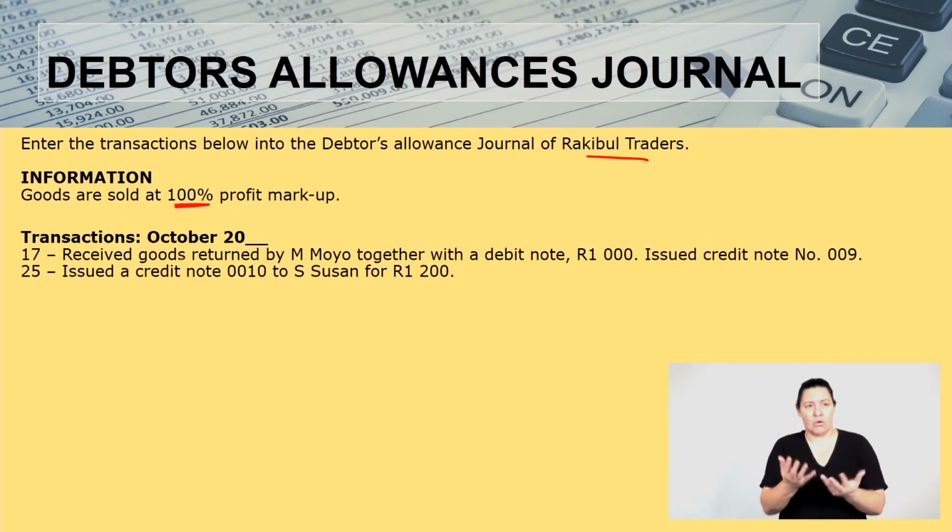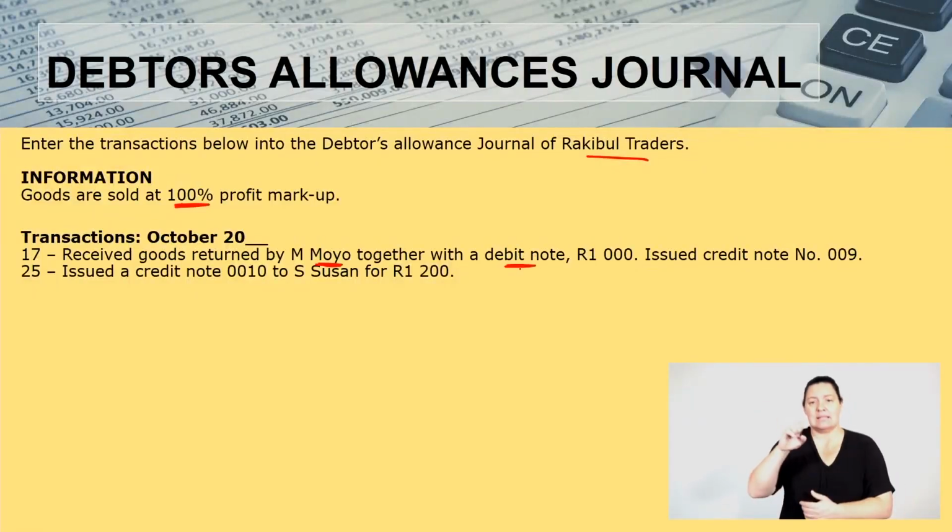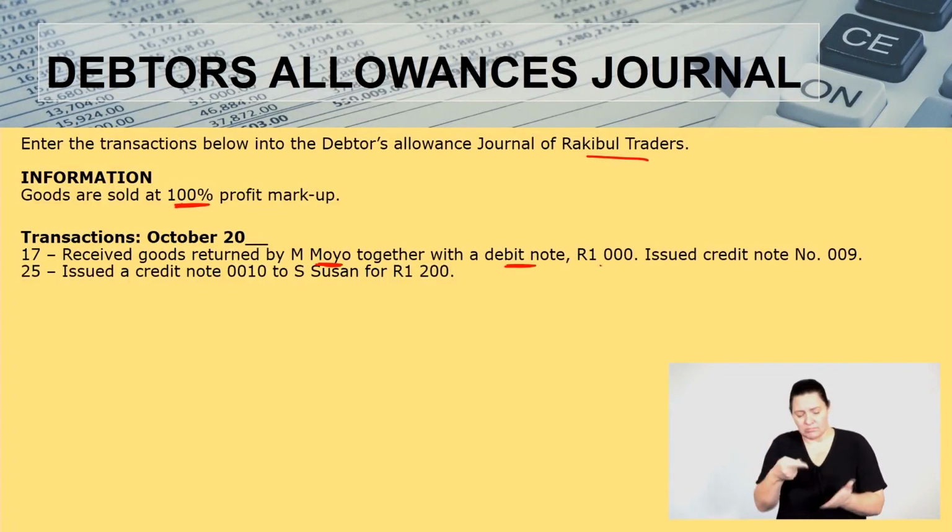The transactions are as follows. Received goods returned by MOO. So MOO in this case is our debtor and is returning goods back to the business. With a debit note, remember, the goods will come back with a debit note. And the amount on the debit note is 1,000. And we then issued a credit note number 009.